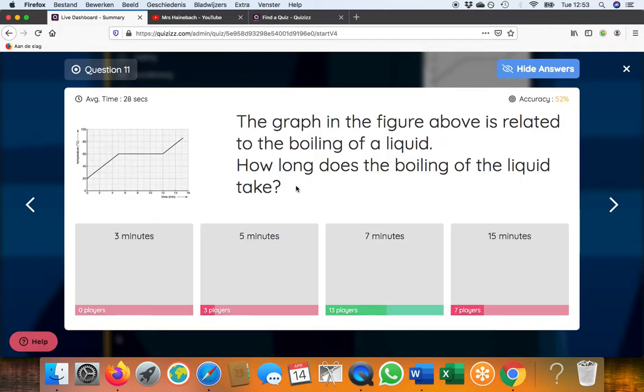Then here we have a graph. The graph in the figure above is related to the boiling point of a liquid. How long does the boiling of the liquid take? Now here it's important to know that when a pure substance boils, the temperature stays constant. That's at 60 degrees here, and it happens from minute 5 to minute 12, so it takes 7 minutes, and not 15 minutes in total, like some of you thought.